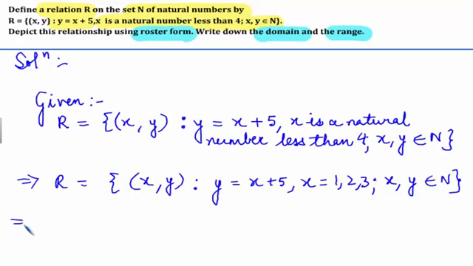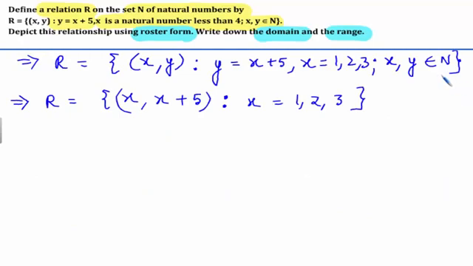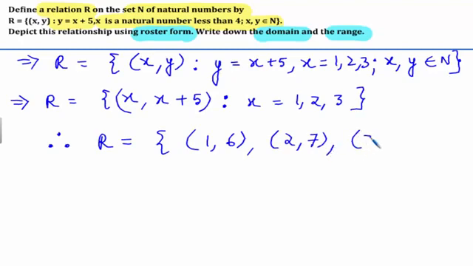And this can be further written as R is equal to (x, x plus 5), in place of y we can write x plus 5, such that x is equal to 1, 2, 3. Now in the question we are asked to write this relationship using roster form. So R can be written as, in the roster form, (1, 6), (2, 7), (3, 8).